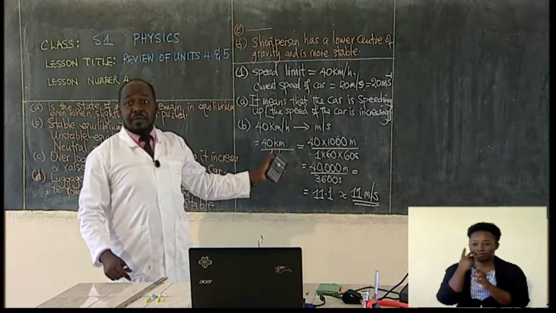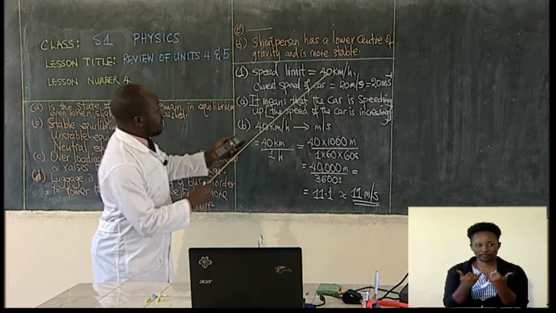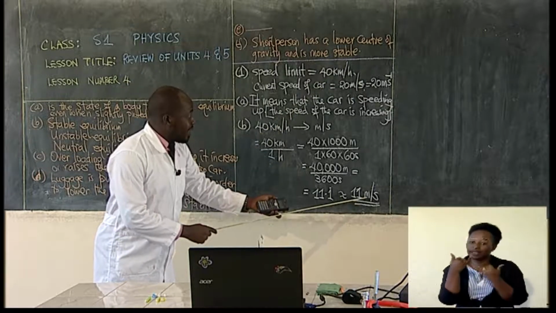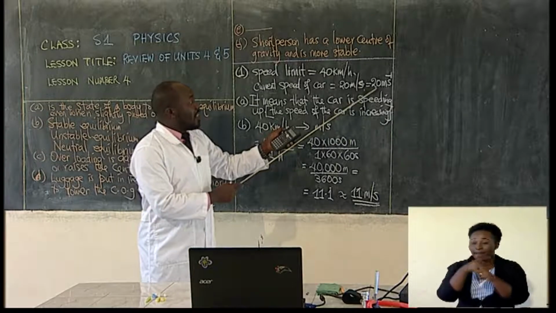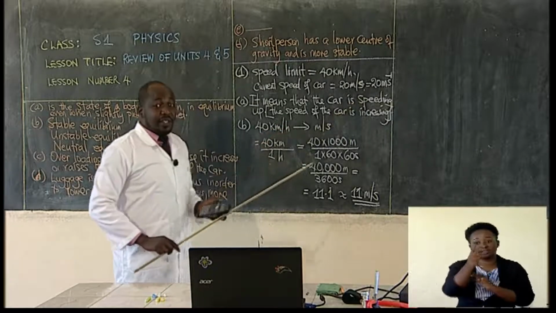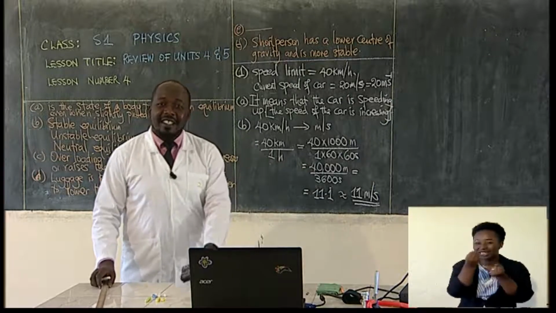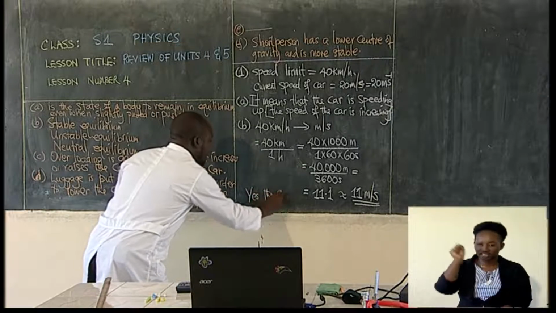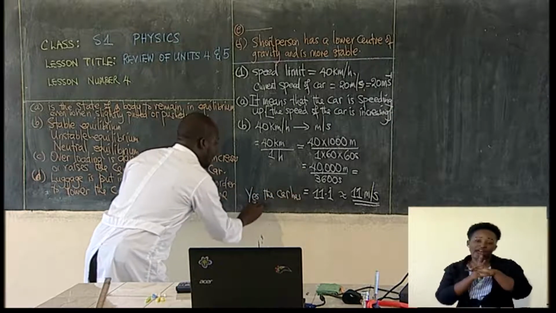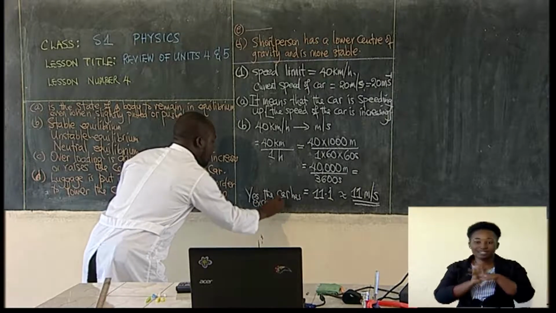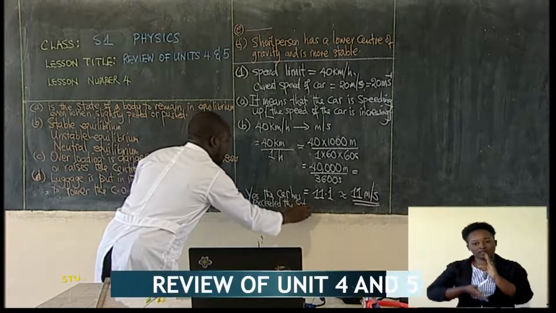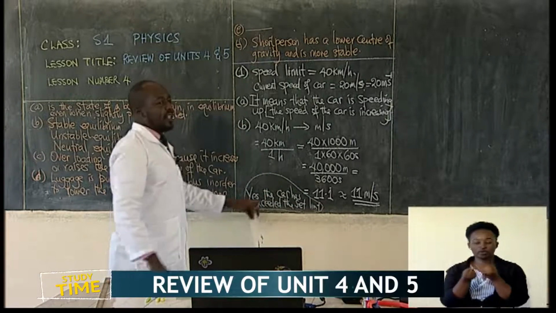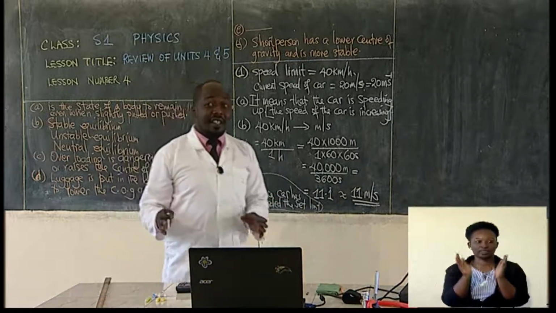So look at the driver's speed right now. The speed limit is 40 kilometers per hour, but 40 kilometers per hour is 11 meters per second. This driver is now at a speed of 20 meters per second. So the question is, does the car exceed the set limit? Of course, your answer is going to be yes. The car has exceeded the set limit. That is what has happened. The car has now exceeded the set limit. And is that dangerous?